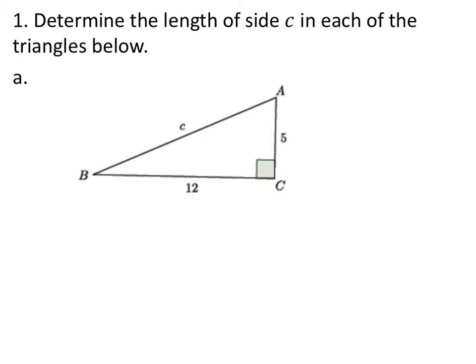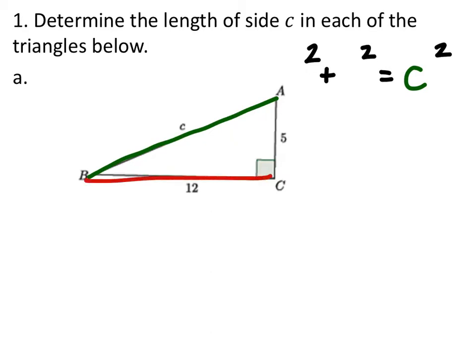Alright, let's do this one together then. We could use the Pythagorean Theorem on this one. So I know I've got a leg squared, and I'm going to have to add the other leg squared. And then this will equal the hypotenuse squared. On this one, we already know we're solving for the hypotenuse, which is the side that's opposite to the 90-degree angle, which is just labeled as C. So I've got this leg, which is 12, and this other leg, which is 5.